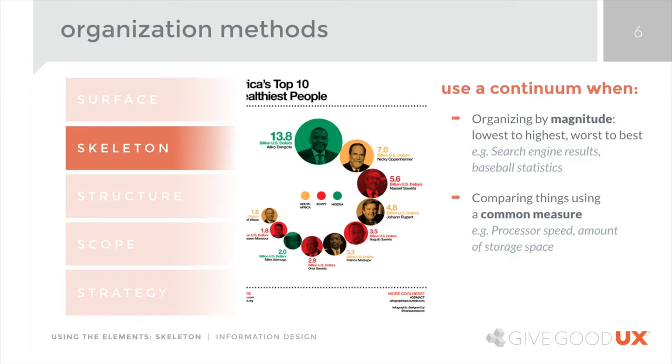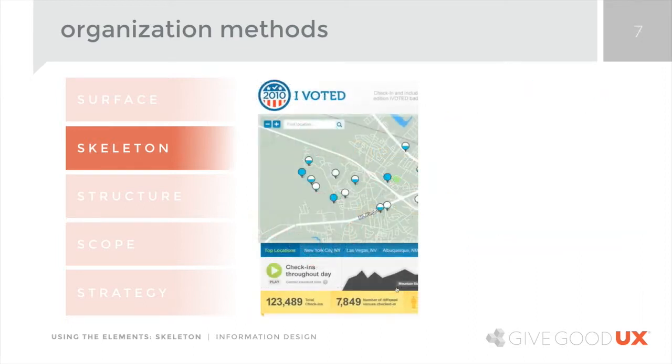If we're buying an iPhone, we have some choices. We can get the 16 gigabyte model or the 32 gigabyte model, right? How much storage space do I need? So whenever there's a common measure that can be applied across multiple items, multiple products, multiple instances, then you organize by using a continuum. The fourth way to organize information is by location, okay?